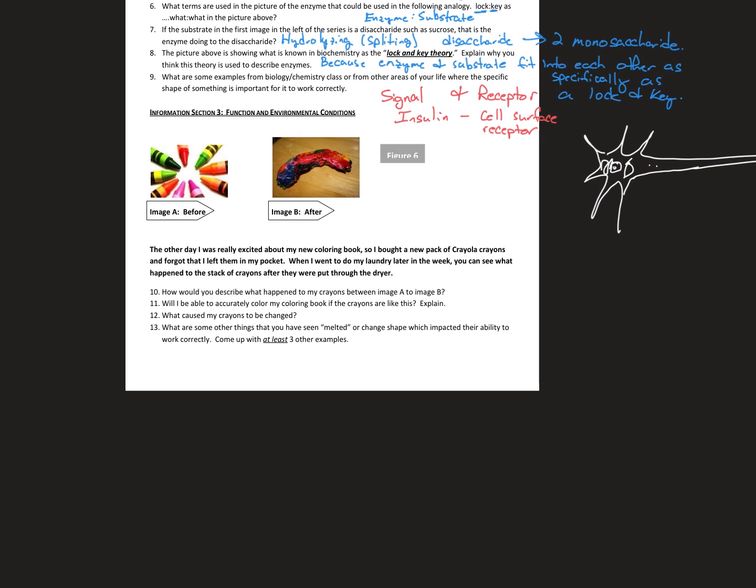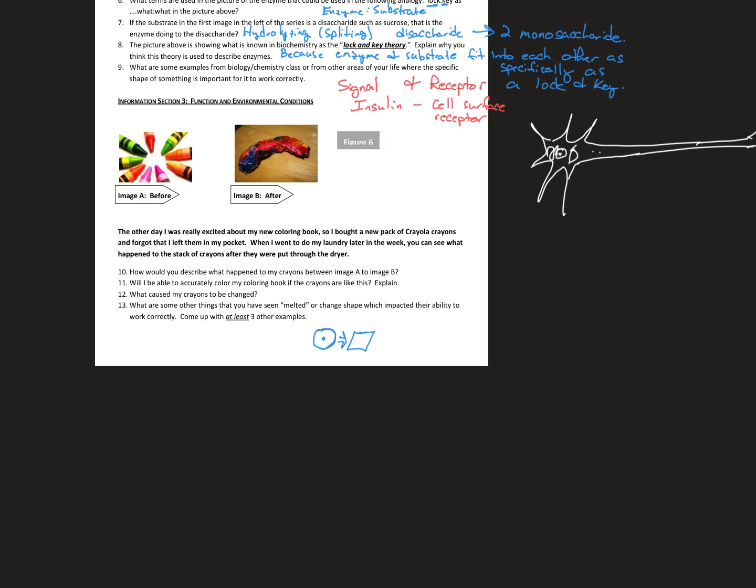I would say a plastic wheel of a toy car. If it melted and turned into a square or some other shape that wouldn't turn very easily, that would suck. Your toy car wouldn't work anymore.